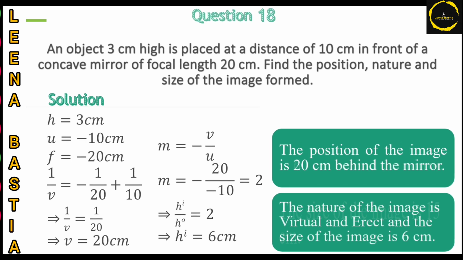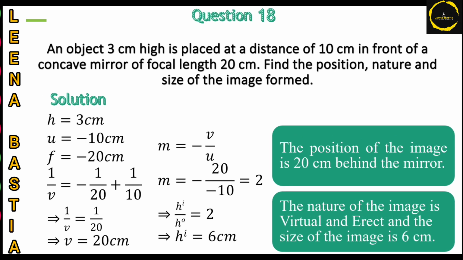Let us move on to the next question, that is question number 18. An object 3 centimeter high is placed at a distance of 10 centimeter in front of a concave mirror of focal length 20 centimeter. Find the position, nature and size of the image formed. This is also quite easy. You have done so many questions based on this, but just for practice I have given it again and again with different values. So do it on your own, children. I'm sure you can do it without seeing the solution as well.